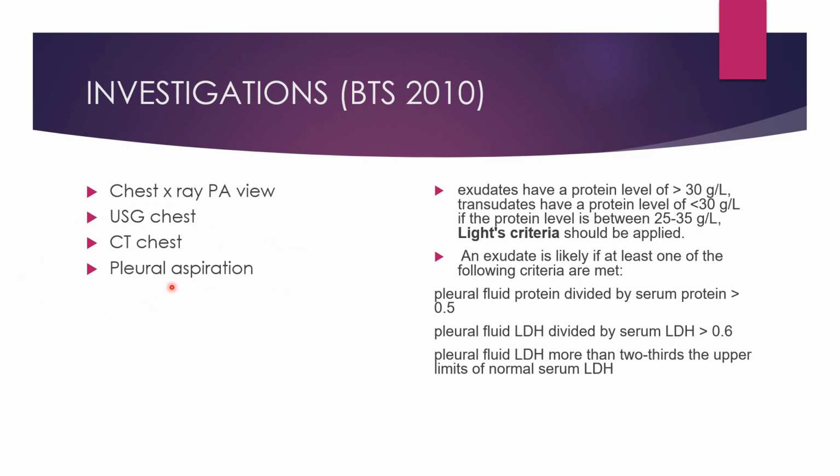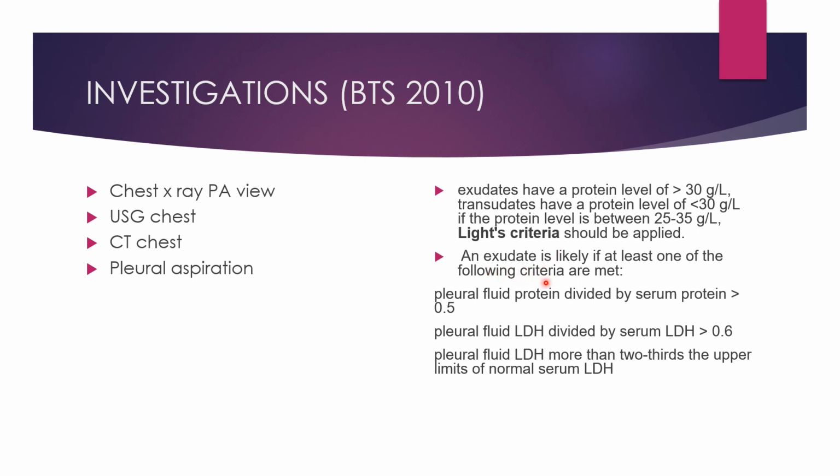And CT chest, and finally the pleural aspiration and analysis of pleural fluid, is very important in differentiating exudative and transudative conditions. The criteria that we need to apply in these patients is Light's criteria, but it is also advised that if the protein level in the fluid is greater than 30, it is exudative, and if it is less than 30, it is transudative. But this is a usual rule, if the protein level is between 25 to 35, there can be an overlap between transudative and exudative effusions. So in these cases, it is better if you apply Light's criteria rather than going just by the protein level in the fluid.